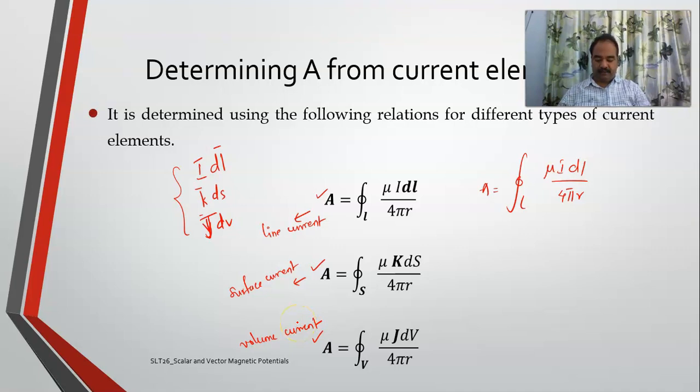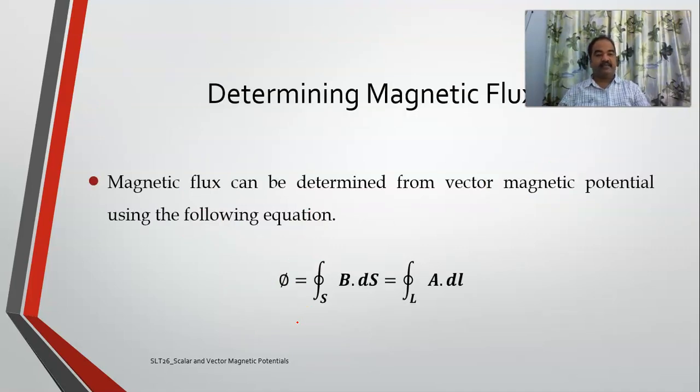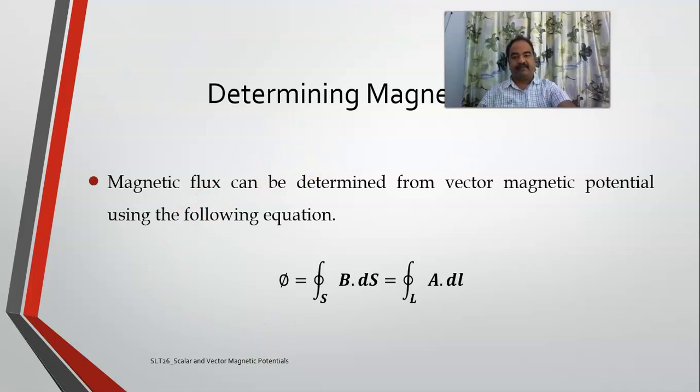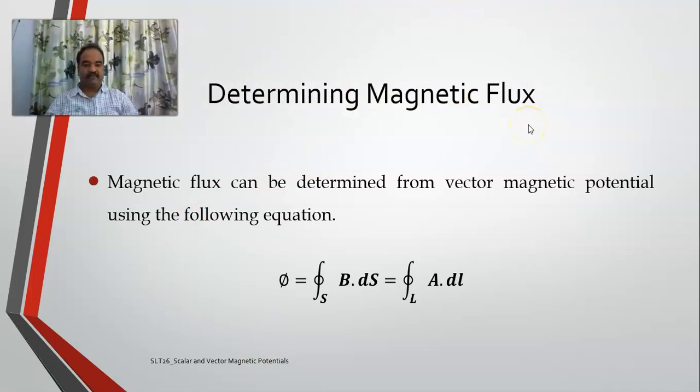Let us see how to determine magnetic flux when the magnetic vector potential is given. Normally, magnetic flux is represented by the symbol phi, and it has units of Webers. This is the normal expression we use for determining magnetic flux from magnetic flux density. In other words, we can use this one also. So if A is given, how do we determine the magnetic flux? This is the equation.